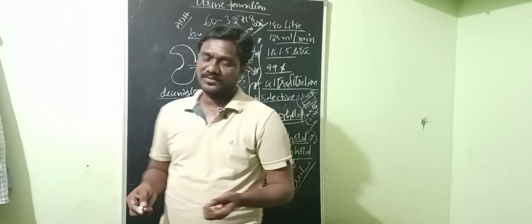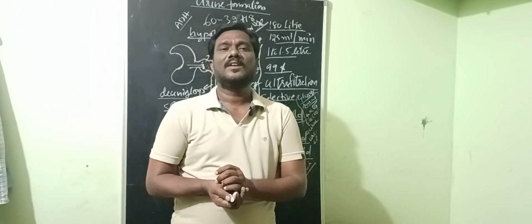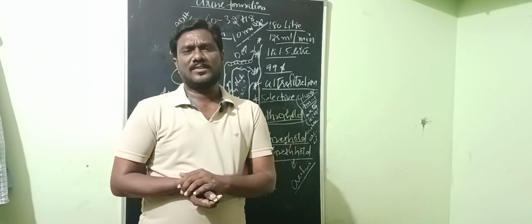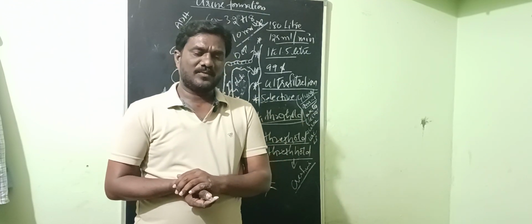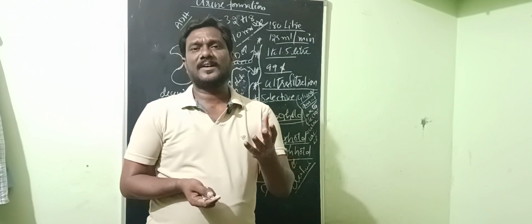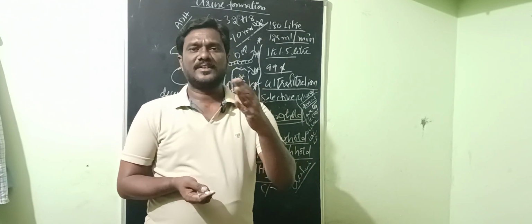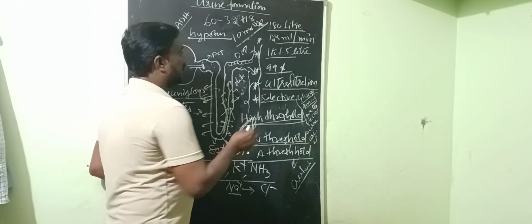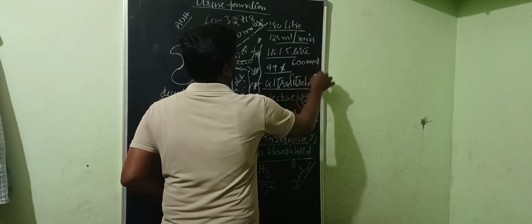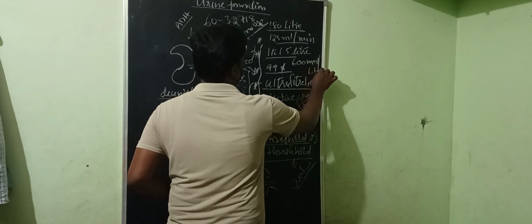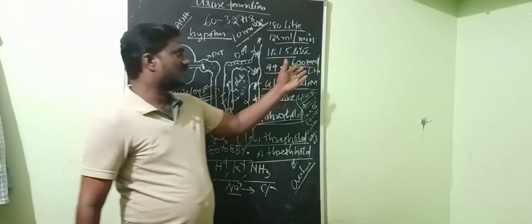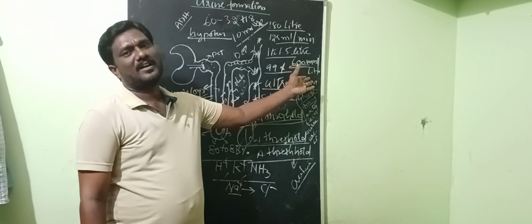When we take a lot of water, a larger volume of urine will pass out, whatever the volume of water. But the solutes, the waste materials, are constant, at 600 milliosmol per liter. These are the waste substances present in the urine.